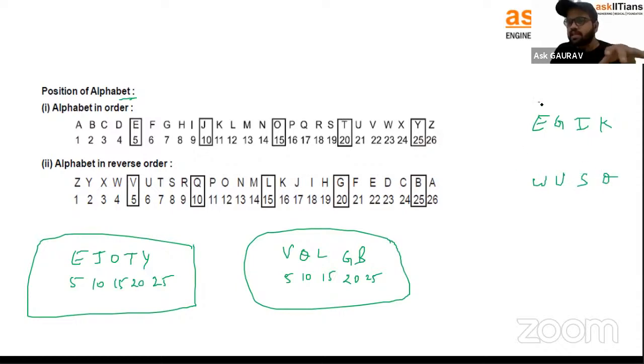See guys, E stands for 5 if we go in chronological order. In the reverse, 5 minus 1 is 4. Follow the reverse order, it will be 4. Then G stands for 7. So 7 minus 1 is 6. And from the reverse, 6 stands for U. Then I is 9, 9 minus 1 is 8. From the reverse, 8 stands for S. K stands for 11, 11 minus 1 is 10. From the reverse order, 10 is Q. Is that clear or not? Guys, is this relation clear?